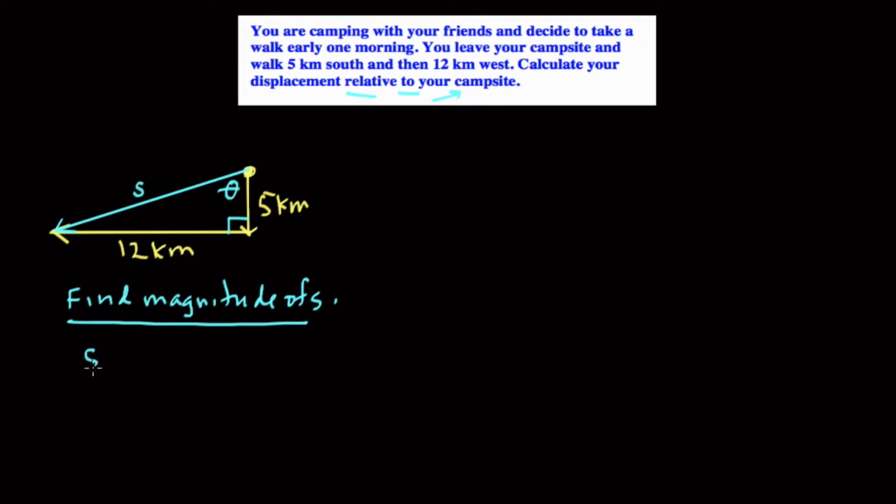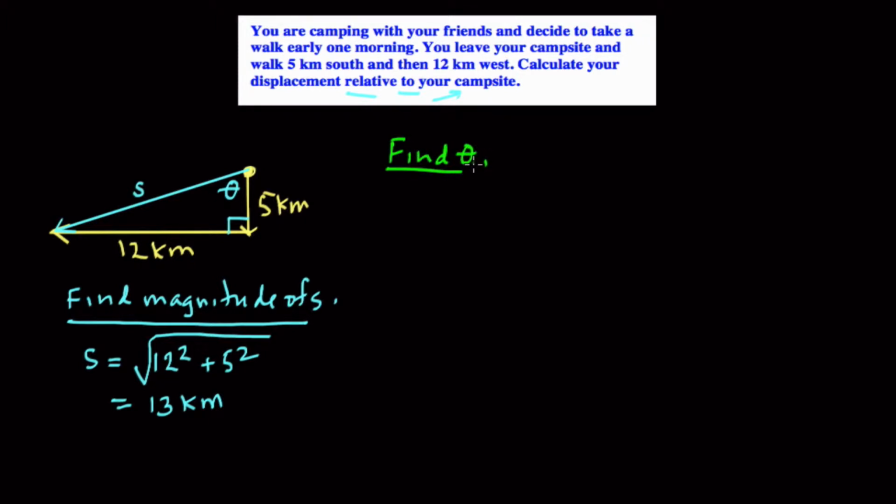It's the hypotenuse. So I know the hypotenuse is going to be the square root of the sum of the squares of the legs, the other 2 sides. So 12 squared plus 5 squared, take the square root of that, and you get 13 kilometers. So the magnitude of the displacement is 13 kilometers. I'm not done yet. I also have to find the angle. So I have to find theta.